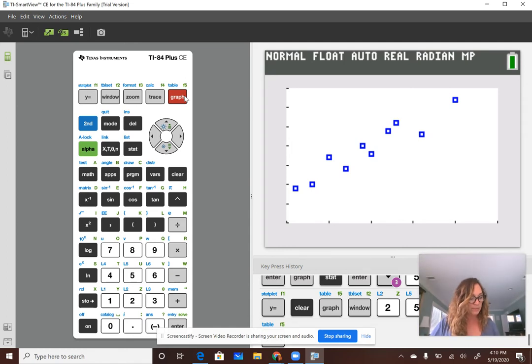All right, so that's what the scatter plot looks like. Now the directions for A say enter the data onto your list, create a scatter plot, size the window appropriately so that it takes up the majority of the screen.